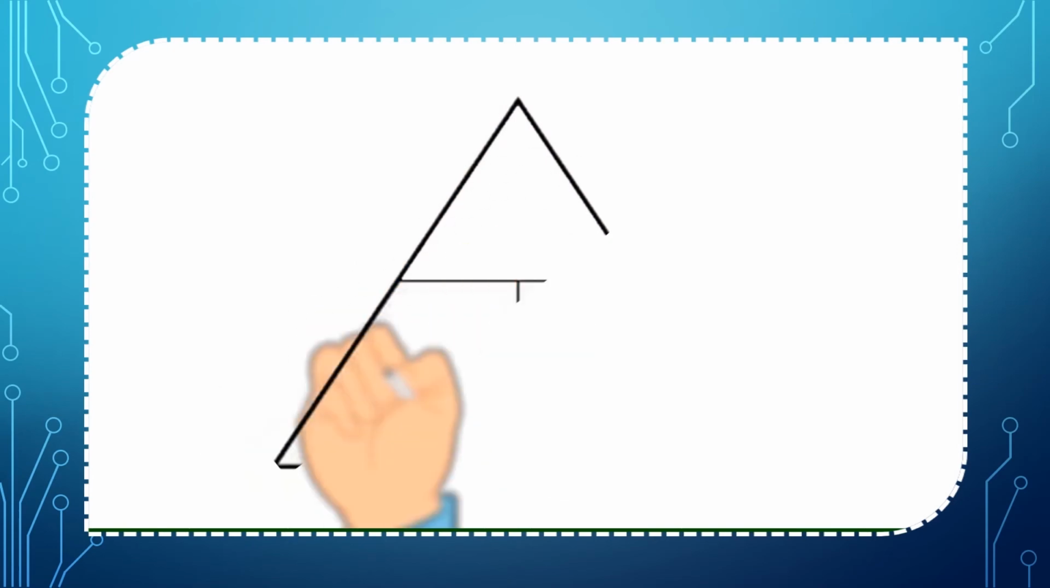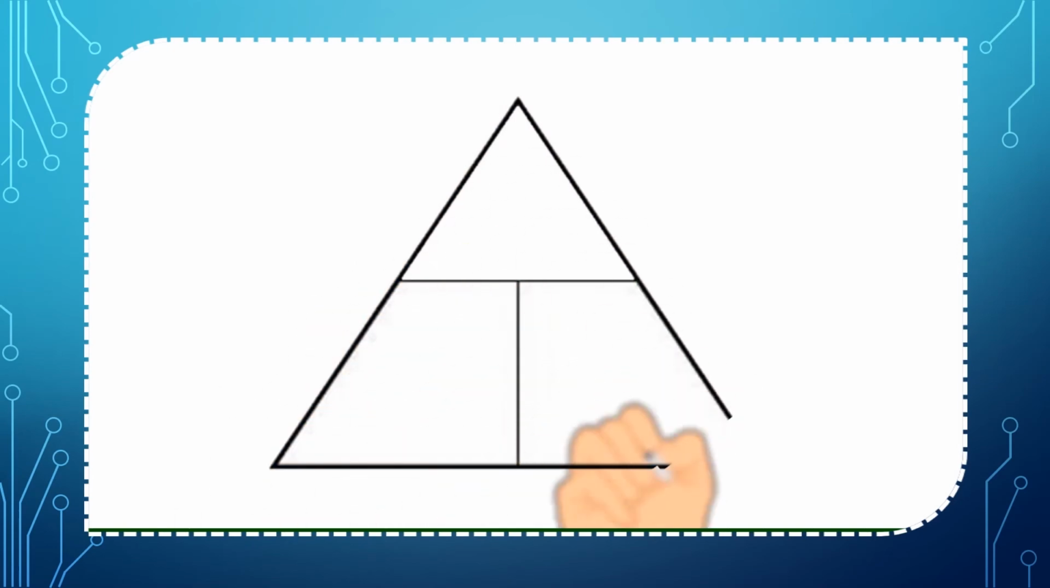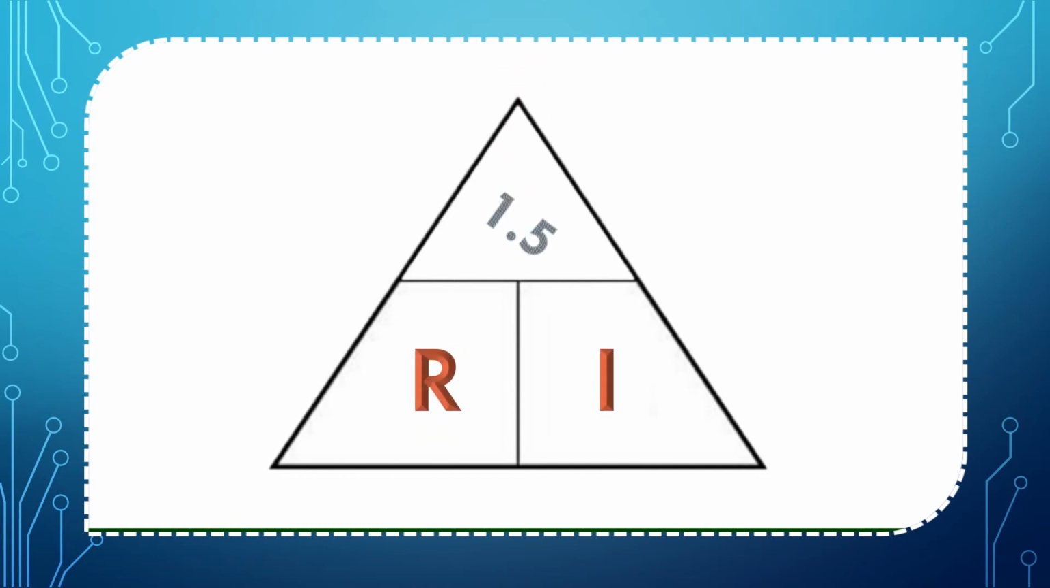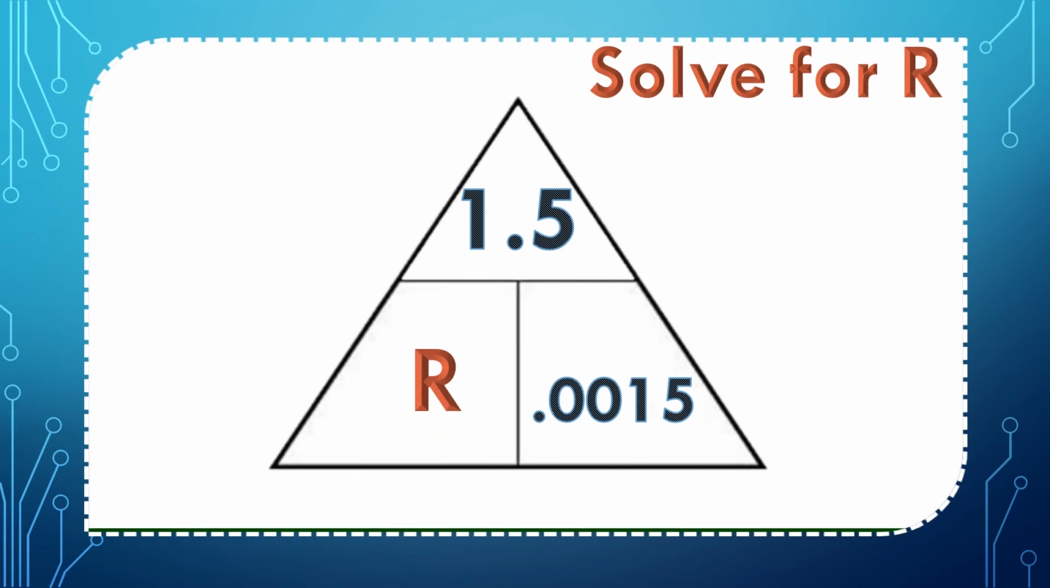I've asked Professor Jim to draw the Ohm's Law triangle for me. He's really fast. Thanks, Professor Jim. I'm going to add the symbols for our formula, V, R, and I. Then you will see me substitute them for the actual values. The voltage is 1.5 volts. The resistance is unknown, and the current we just measured is 1.5 milliamps, or 0.0015 amps.